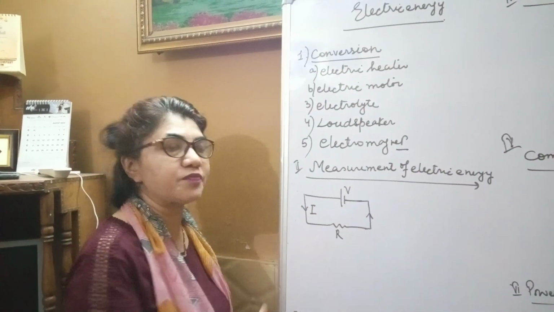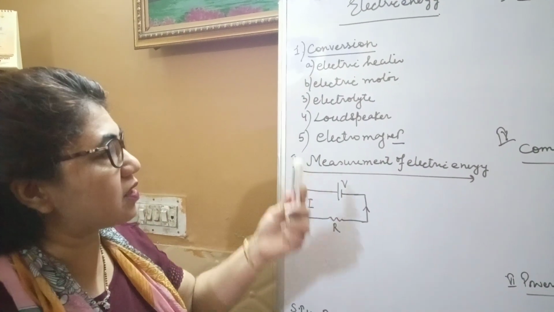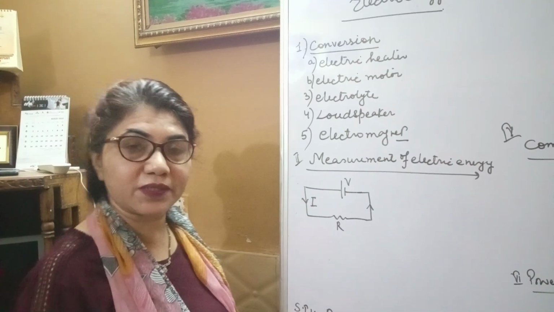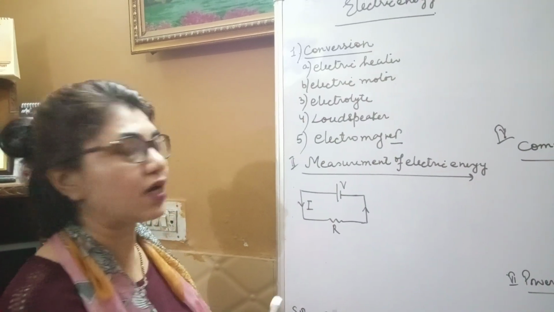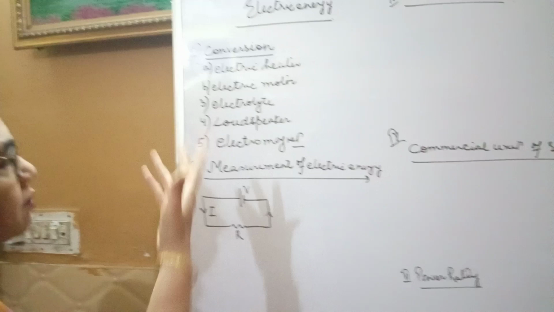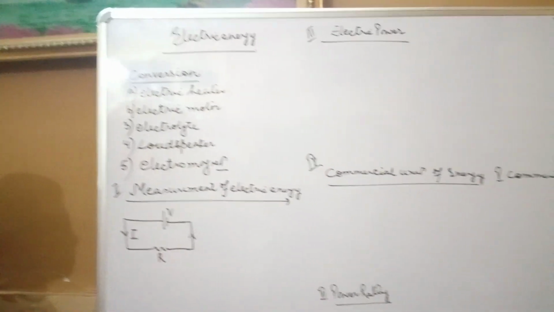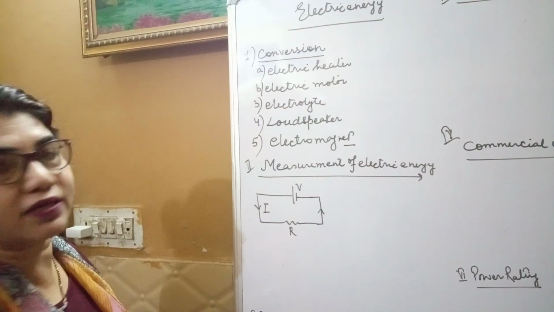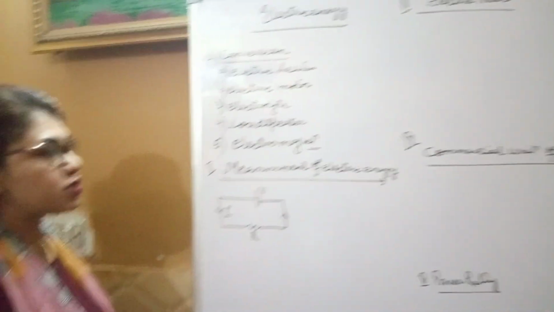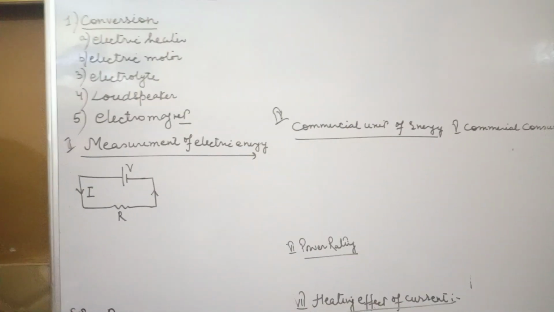Electromagnet: from its name, when we supply the current to the electromagnet, what will be there? The output will be magnetic energy. So these are some examples of how to convert electric energy into another form, how we use this electric energy in our daily life. So next, our main part: measurement of electric energy.